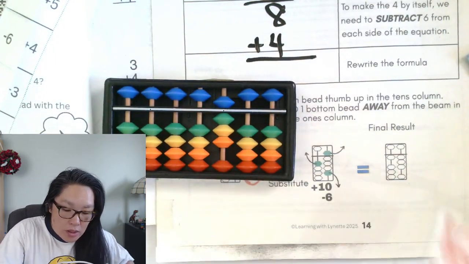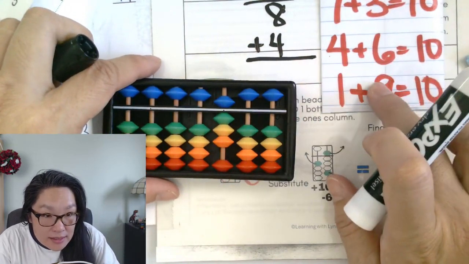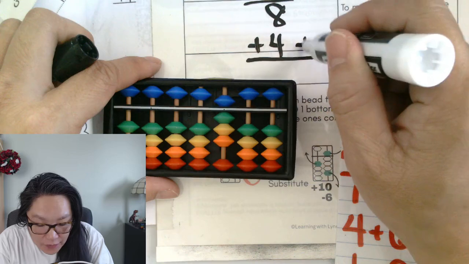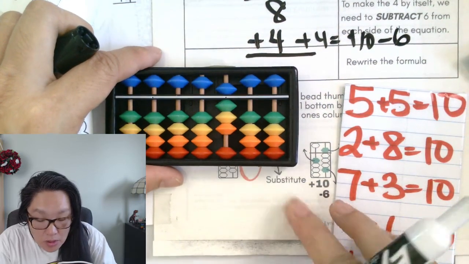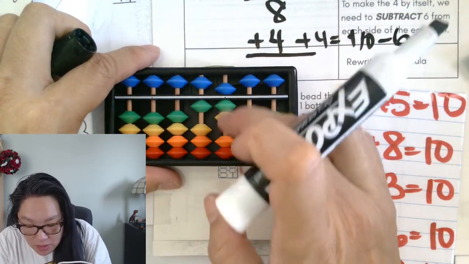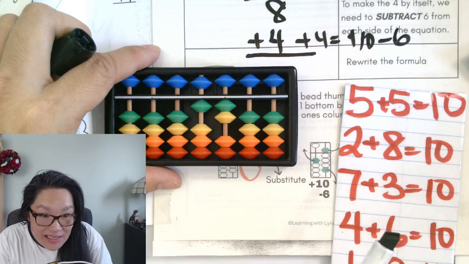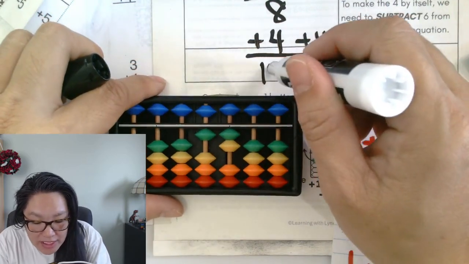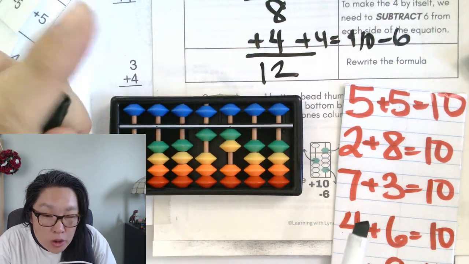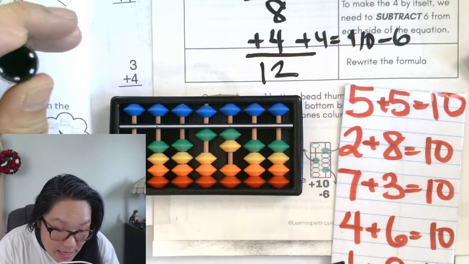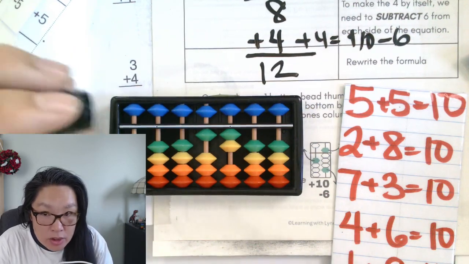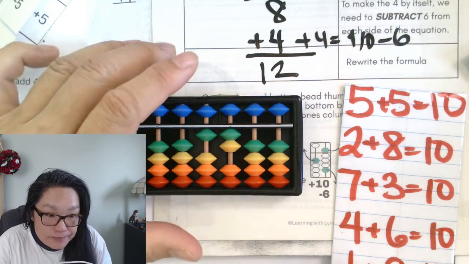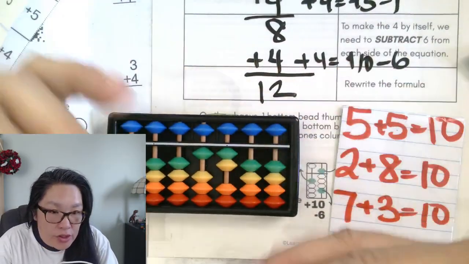partner of 4? We know the partner of 4 is 6. So what is it? Plus 4 is equal to plus the 10 minus 6. So I plus the 10 and I take away the 6. And my answer is 12. So we can do additive multiplication on the abacus. However, everybody needs to memorize their multiplication facts. That's it. And then if you know how to do this, you can subtract.